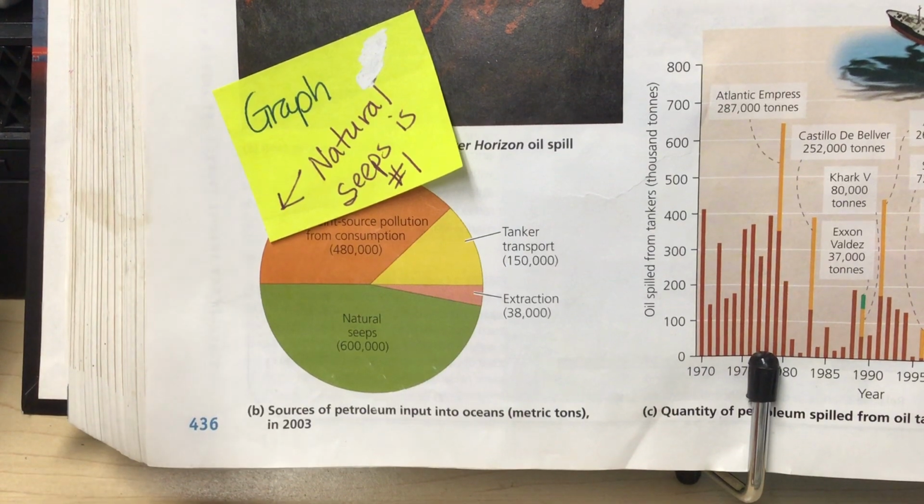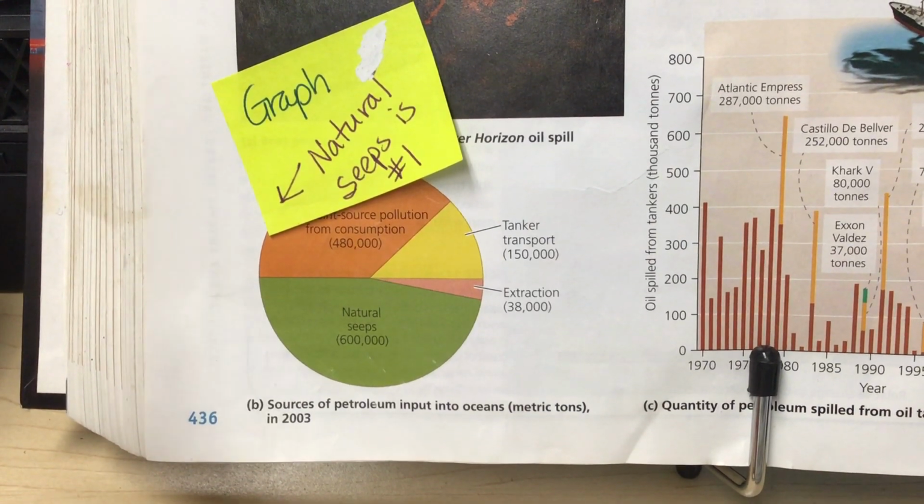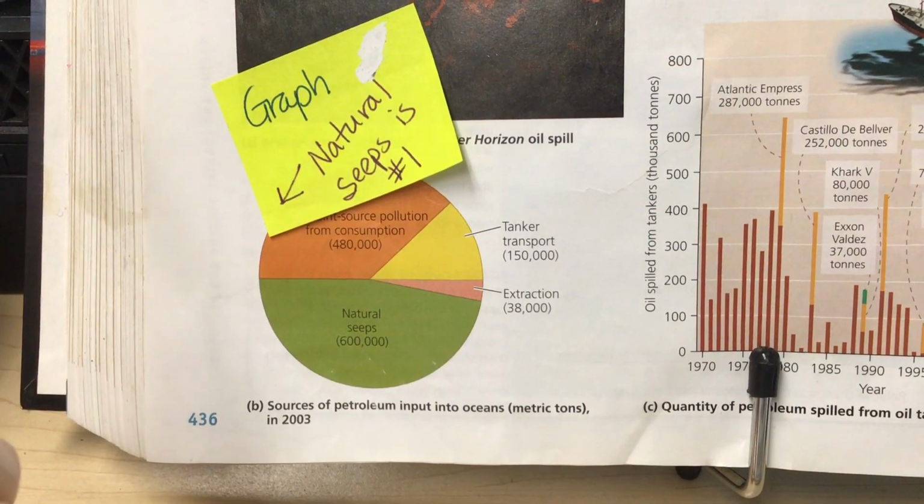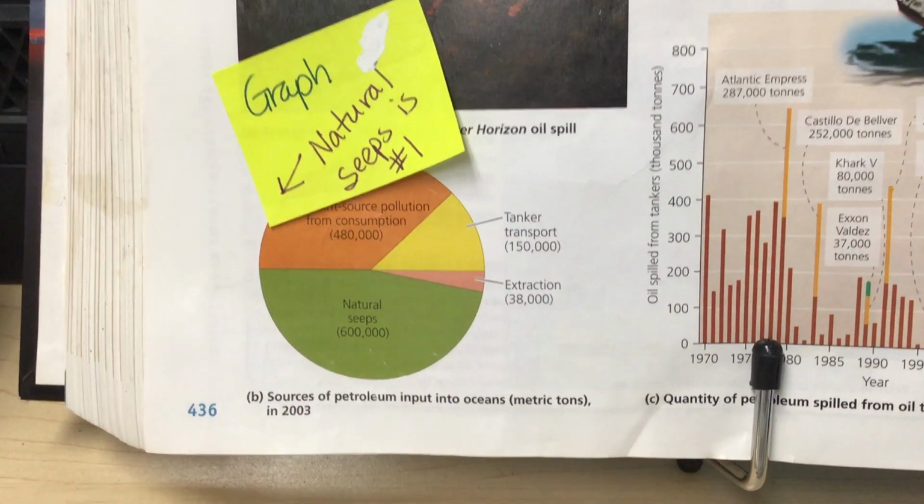It comes out of the ground there. You can see it on land. And then there's other seeps in the ocean. So not all the oil in the ocean is from oil spills, but a lot of it's from oil spills.